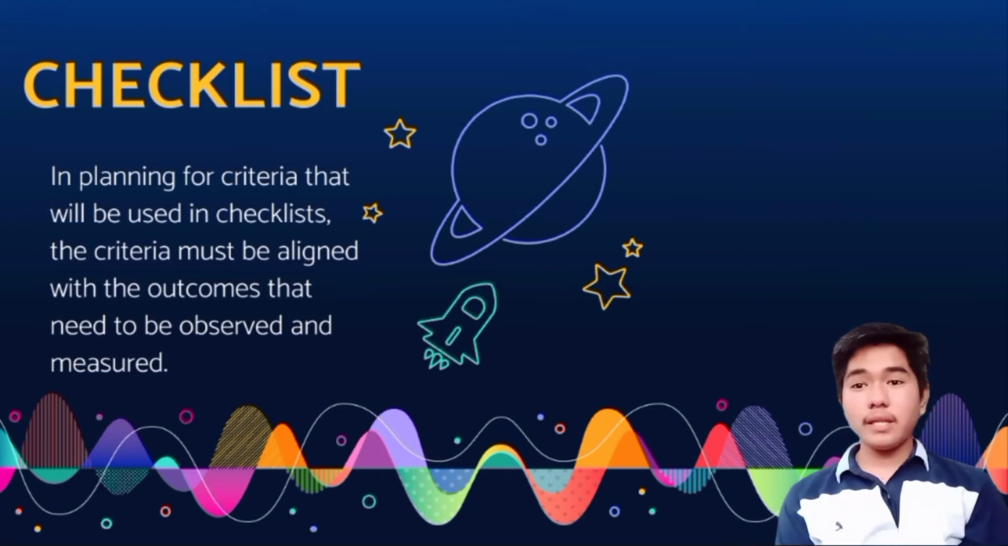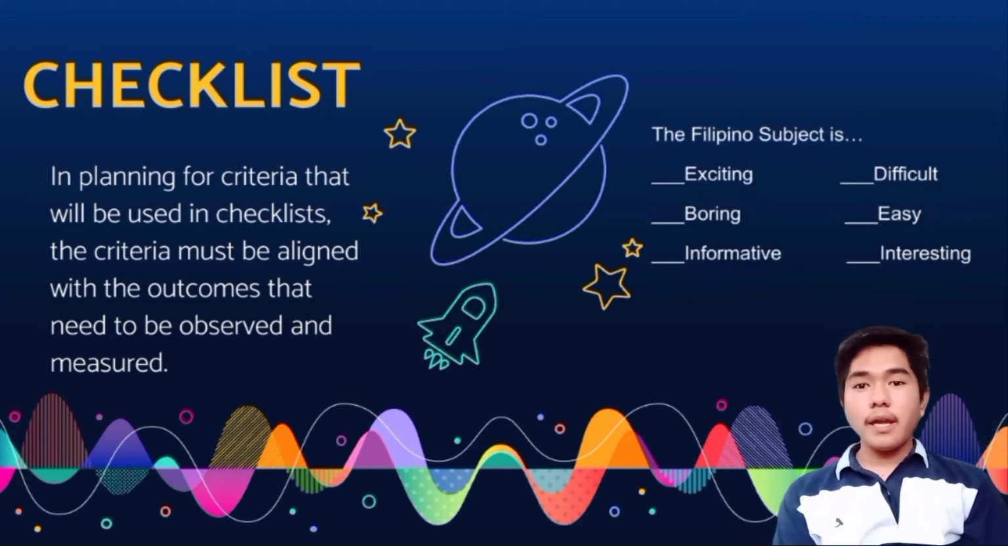In making checklists, the educators can put as many adjectives as they want. Here is an example of a checklist. The students will put a check mark as an indicator of what they feel regarding your class. The Filipino subject is either exciting, boring, informative, difficult, easy, or interesting.